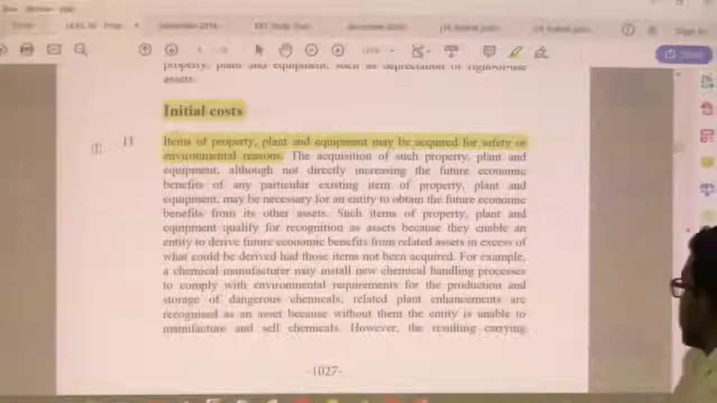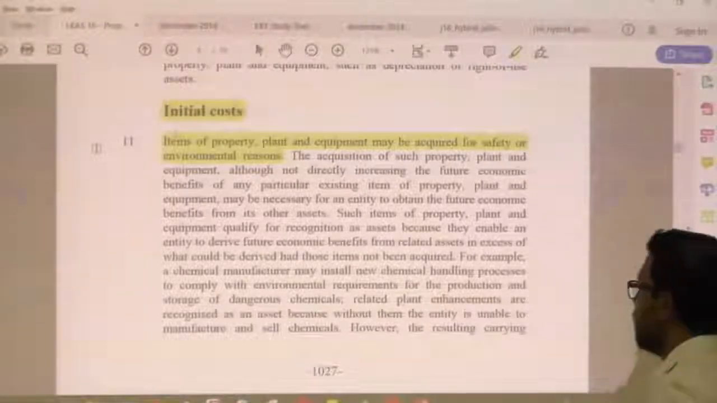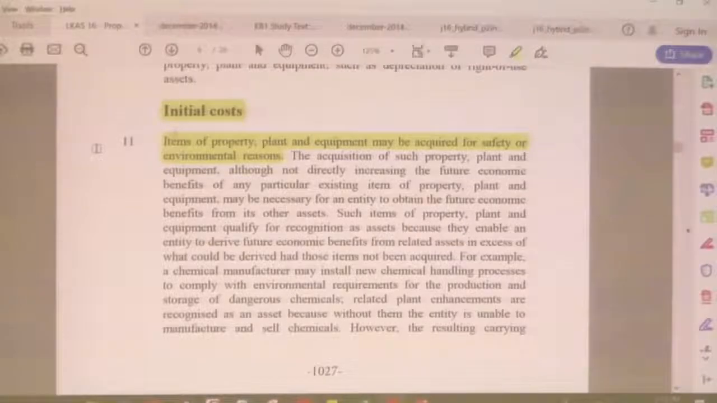Example, this example you can highlight. A chemical manufacturer may install a new chemical handling process to comply with environmental requirements for the production and storage of dangerous chemicals. Related plant enhancements are recognized as assets because without them the entity is unable to manufacture and sell them.